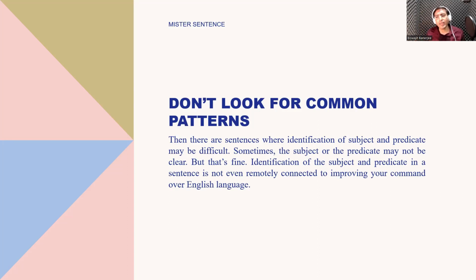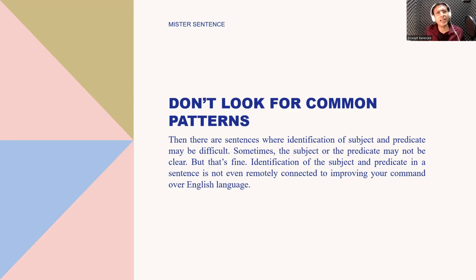Then there are sentences where identification of subject and predicate may be difficult. I've already explained that to you. And sometimes what you think of as the subject may not be the subject for me. I might think some other part of the sentence is the subject. Will that mean that you are right or I am right? Either of the two has to be right? No. Both of us can be right, despite identifying 2 separate parts of the same sentence as subject and 2 separate parts of the same sentence as predicates.